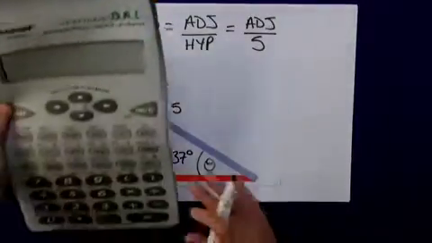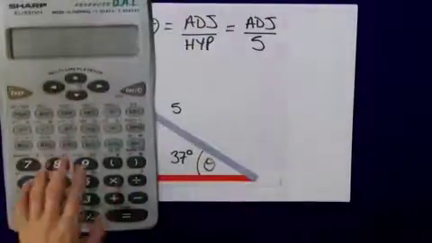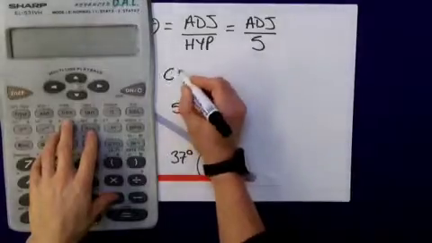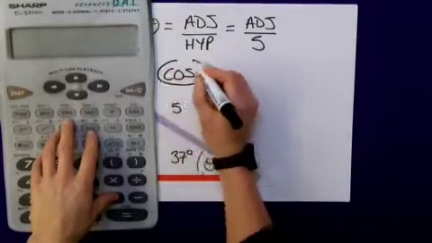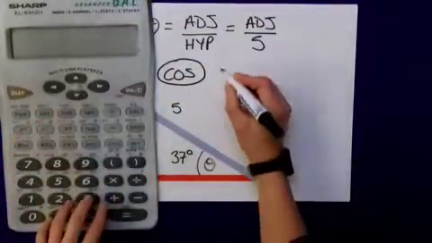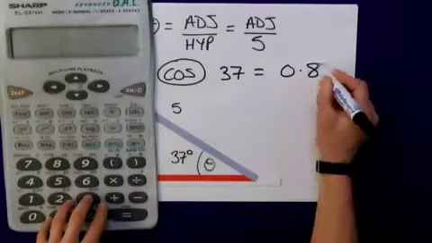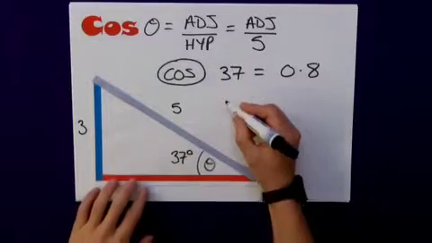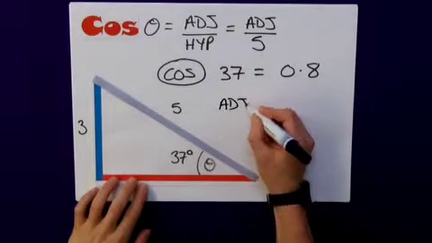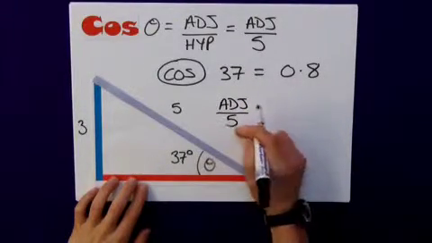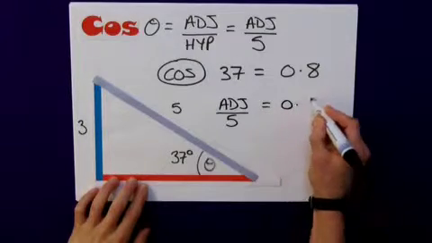Clever bit again, using a different model calculator. With this calculator you press your cosine button first, then your 37, and that will equal 0.8. So the ratio of the adjacent side over the hypotenuse, which is 5, is equal to 0.8.